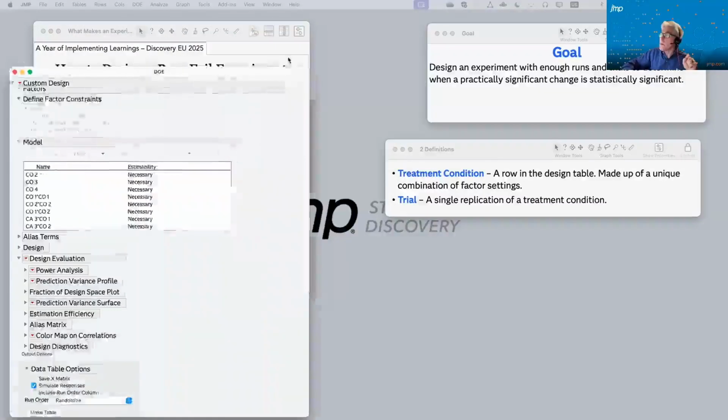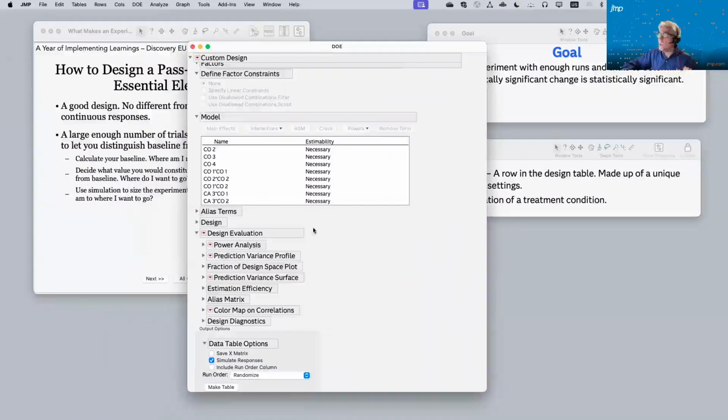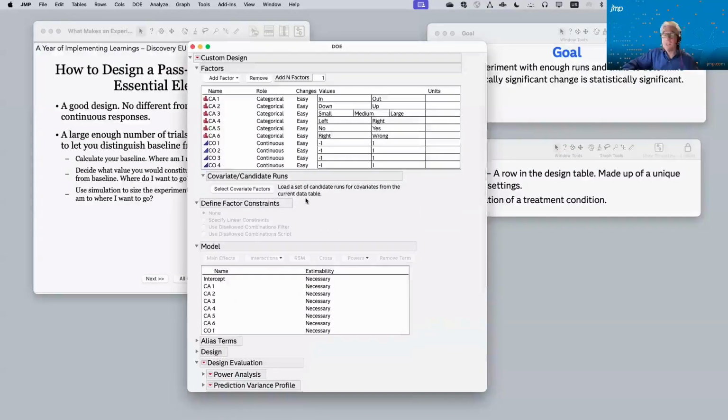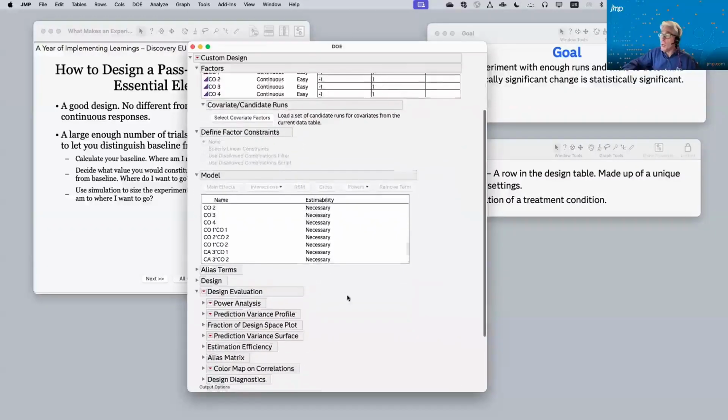I'm going to start again. You start with a DOE, and I've got one queued up here, similar to what Christian created. In this case, I've got 10 factors, 6 of which are categorical. They all start with CA. 5 of those 6 categorical factors are 2 levels. 1 is a 3-level categorical factor. I have 4 continuous factors. When we're looking at the model, it has all main effects, a subset of my two-factor interactions, and a subset of my quadratic effects. So again, similar to what Christian designed.